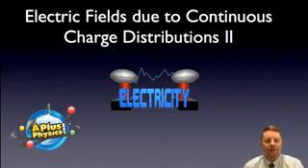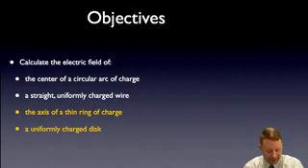We're going to continue our discussion of electric fields due to continuous charge distributions today. Last time we calculated the electric field at the center of a circular arc of charge and a straight uniformly charged wire. Now we're going to do two more. We're going to find the electric field on the axis of a thin ring of charge and the electric field due to a uniformly charged disk.